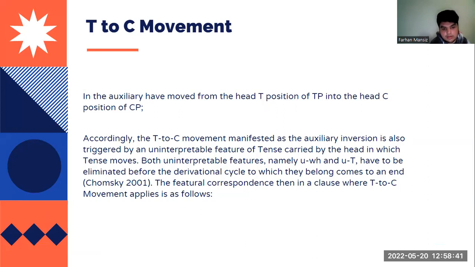Both uninterpretable features, namely uWH and uD, have to be eliminated before the derivational cycle to which they belong comes to an end. This is by Chomsky in 2001. The featural correspondence then in a clause where T to C movement applies is as follows.